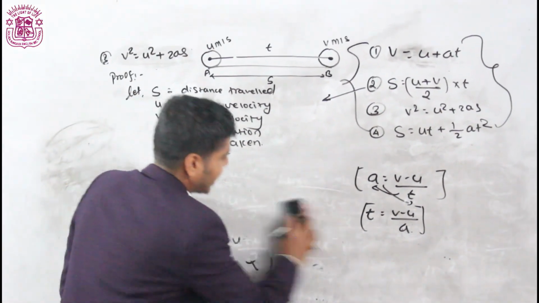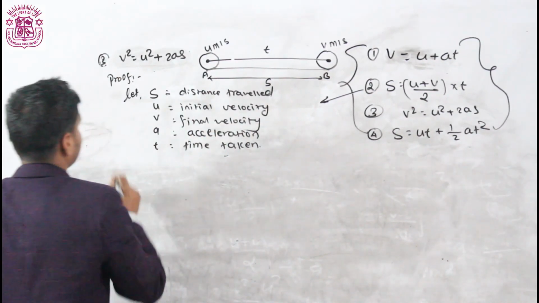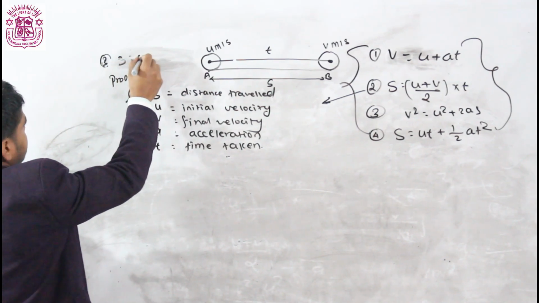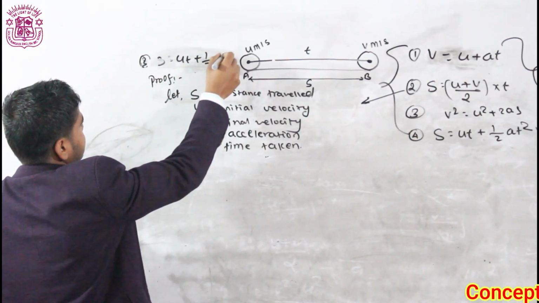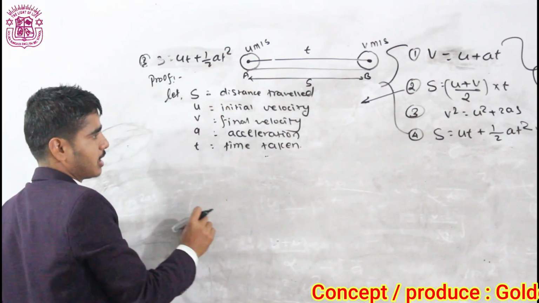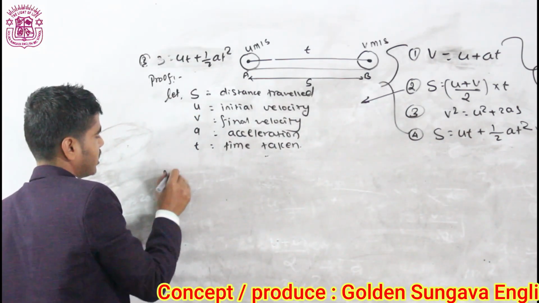Again, we are going to prove the last statement here. The last statement is s = ut + ½at². For the proof of it, the language is the same, the figure is the same. Now again we go from equation 2 to prove this statement.